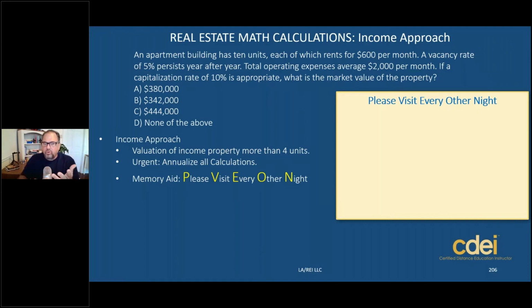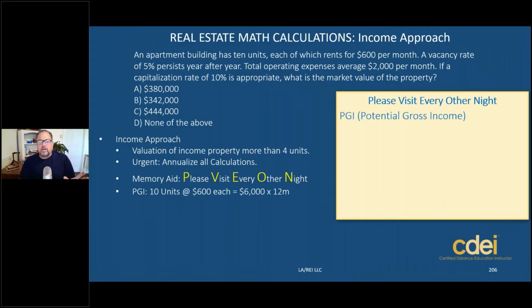I know I'm dealing with more than 4 units. I know I have to annualize my calculations. I'm getting everything, and I'm figuring out how I'm going to work this problem out with my memory aid. Now, let's go through this memory aid. What does P stand for? It stands for potential gross income.